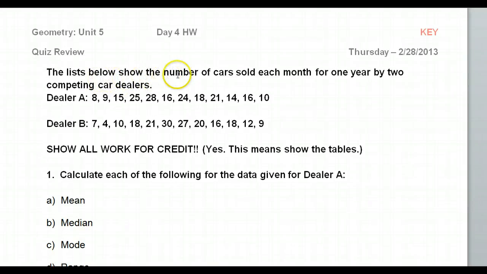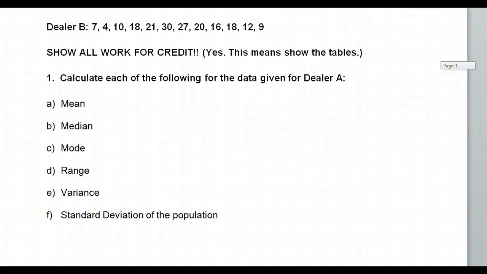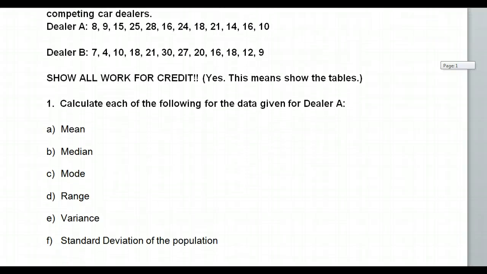This list below shows the number of cars sold each month for 1 year by two competing dealers. Here are the numbers. Let's use our TI-30 to find the mean and the median and the standard deviation and the variance. Now, this says show the tables. You should do that as well, but I'm not going to show that in this video.